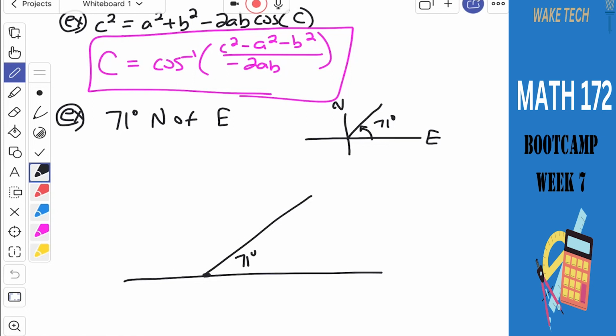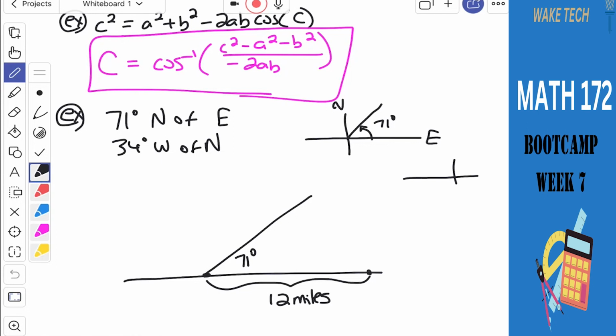If they miss that exit, they travel an additional 12 miles and then need to exit 34 degrees west of north. What that means is starting in the north direction, turn 34 degrees towards the west. So that second road would be here, but the angle we're given is out here, 34 degrees.